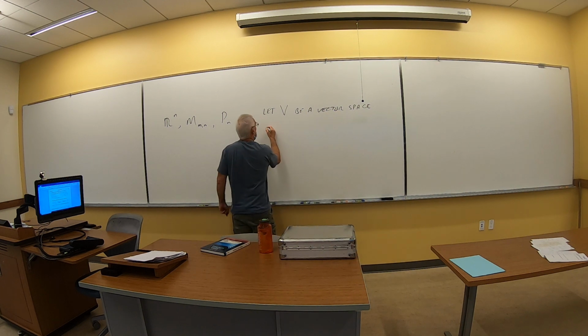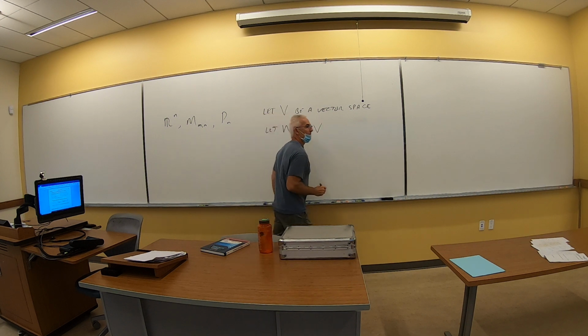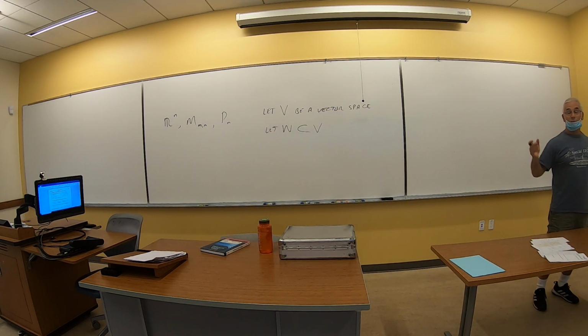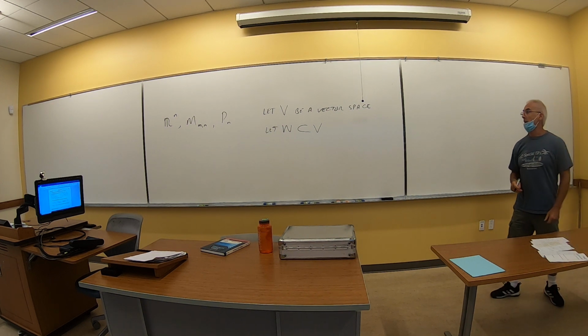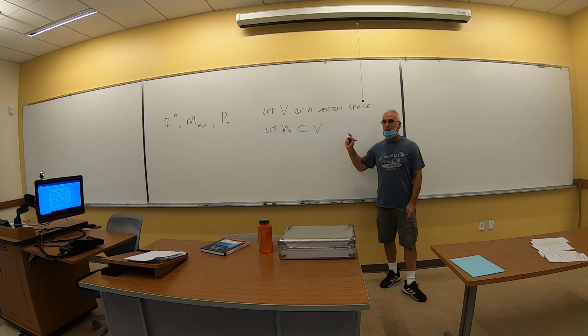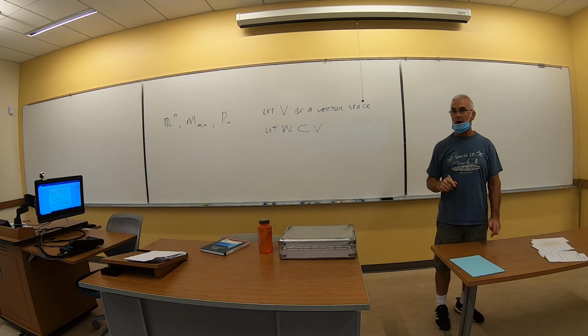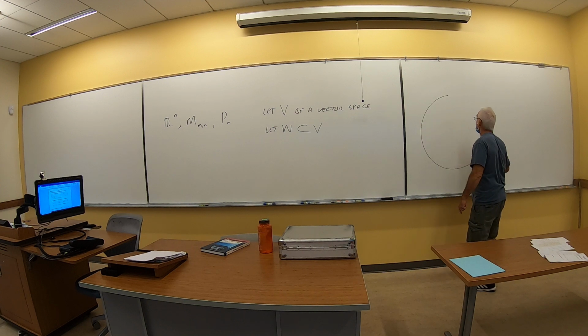Then let big W be contained in V, which means W is a subset of V. W could be all the way up to V. It could have one element. W is a subset of V. Our question is, how do I prove whether W is a vector space or not if it's a subset of a vector space? So here's the picture I want you to see.